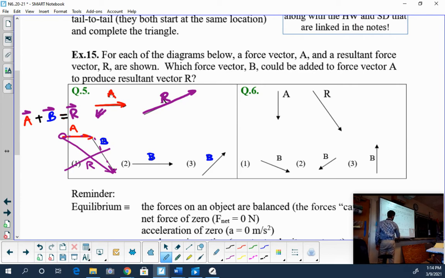Hopefully, you can see immediately that this choice 2 is not going to work. We can put B first and then A. It doesn't matter. Here's A. So again, circle to start, X to finish. There is your resultant. Clearly, that does not match. So that's out. Finally, we look at choice 3.